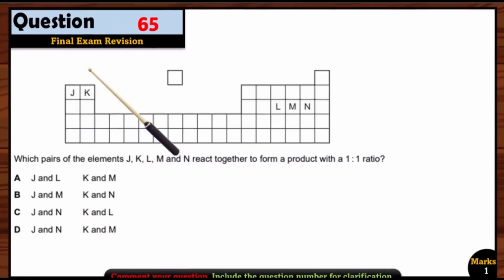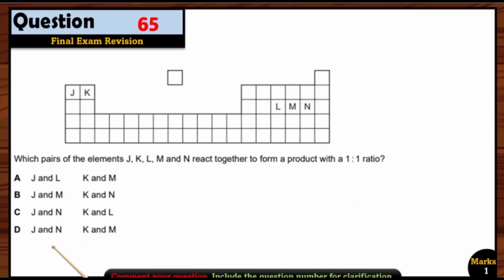Question 65. Which pairs of the elements J, K, L, M, and N react together to form a product with a 1:1 ratio? Okay, so if they react in 1:1, it means they should form an ionic compound. And forming an ionic compound means one should belong to group 1 and the other should belong to group 7. So J and N can be the right option. So can we find J and N?